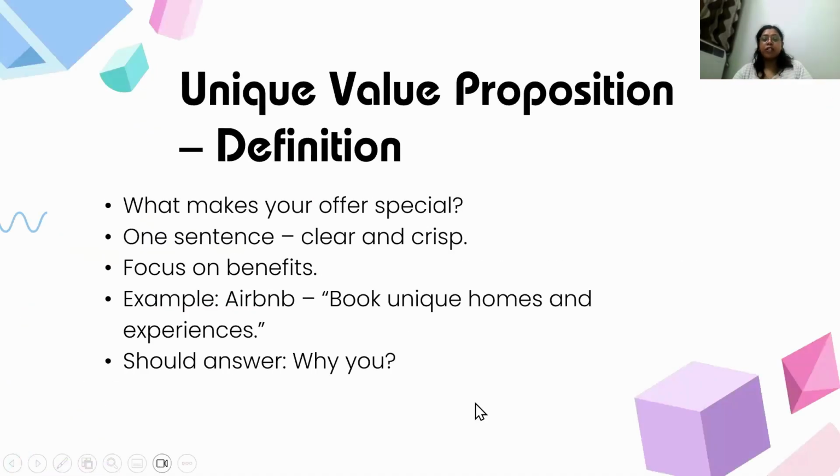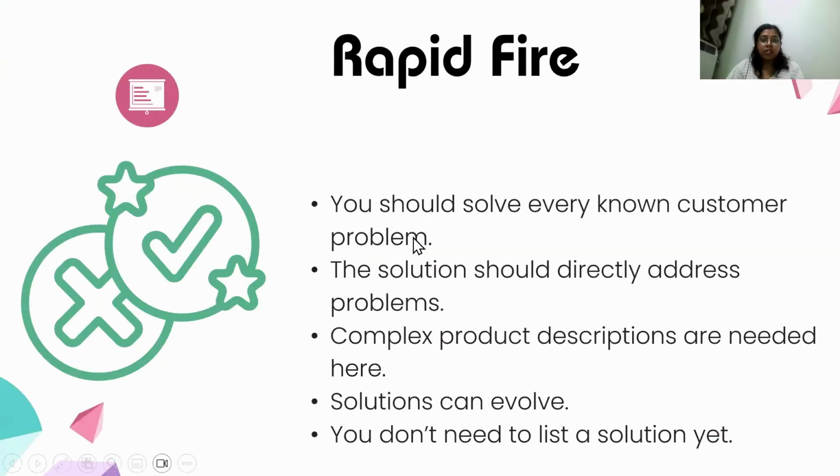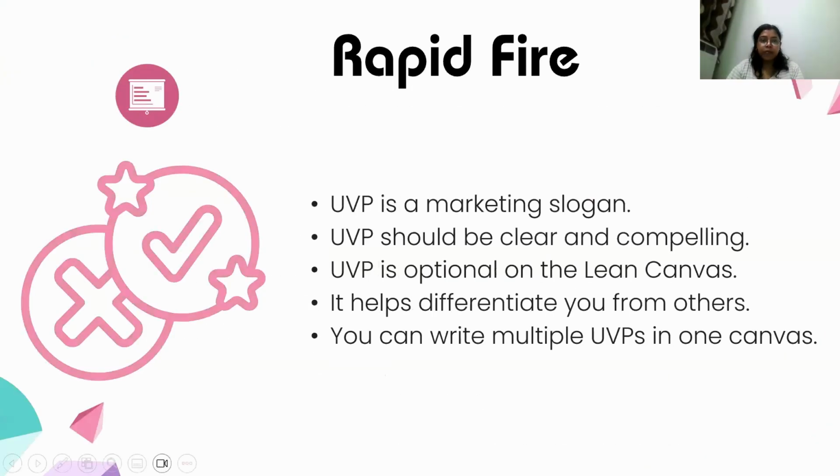So next, the most important part of a business model canvas is something called the unique value proposition. Very, very important. If a solution does not have a unique value proposition, you're going to be just like your competitor, or below them. So it is very important for you to build a unique value proposition.